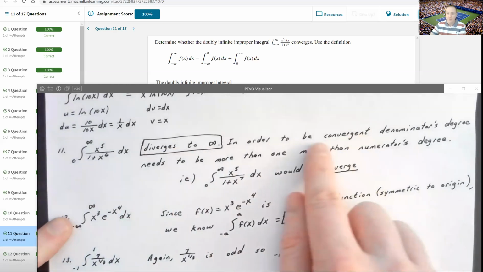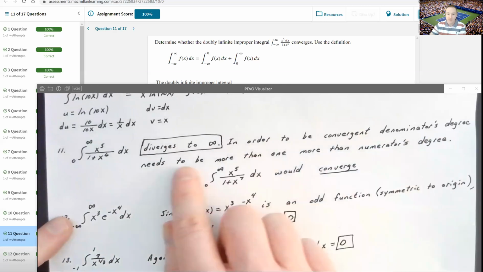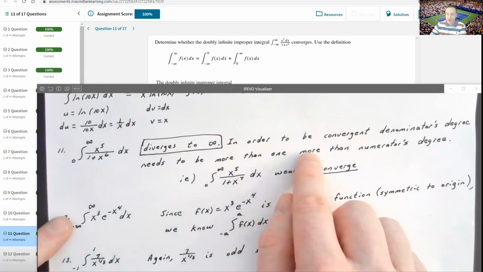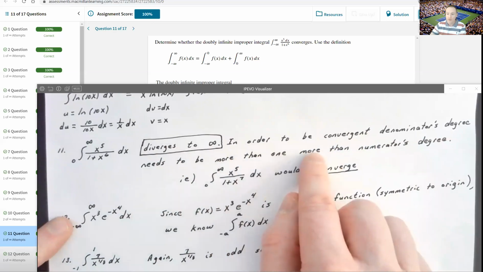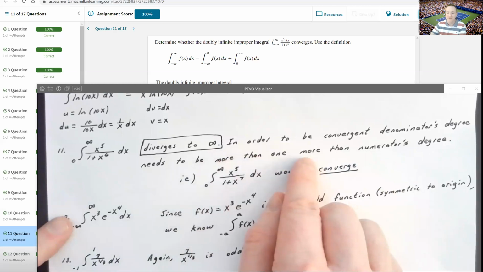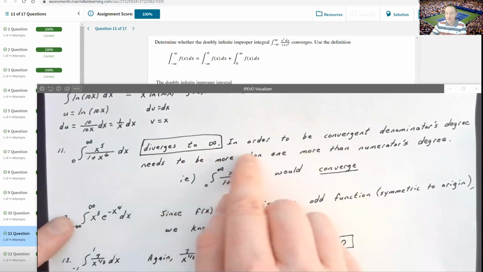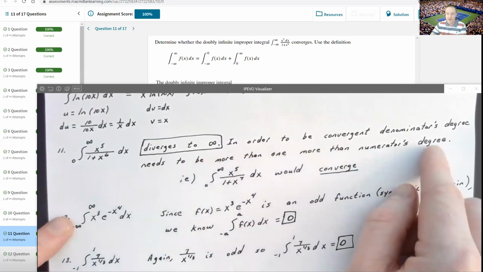In order to be convergent, a denominator's degree needs to be more than 1 more than the numerator's degree. Oh, sorry, that's not worded very well. It needs to be more than 1 more. I should have said greater than 1 more than the numerator's degree.